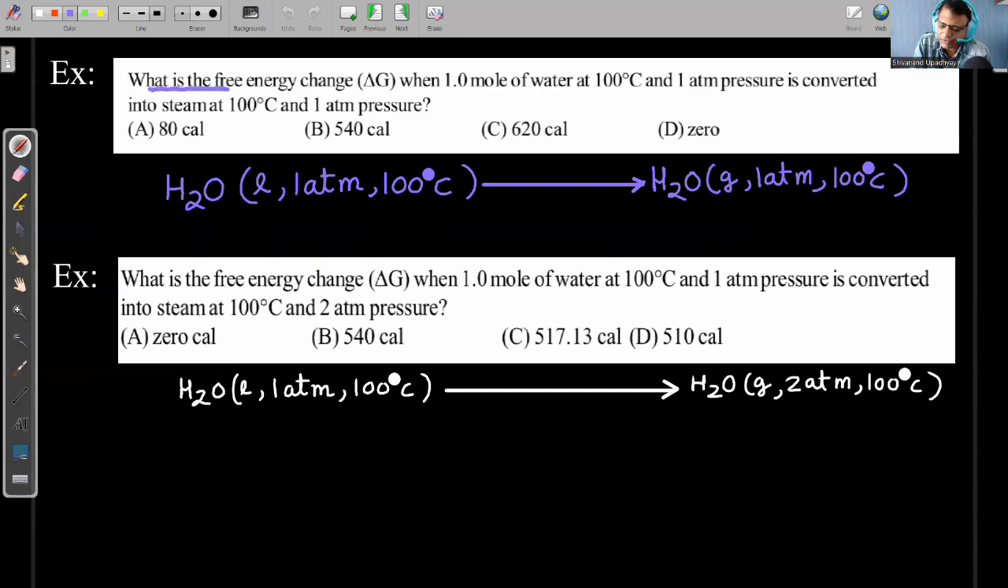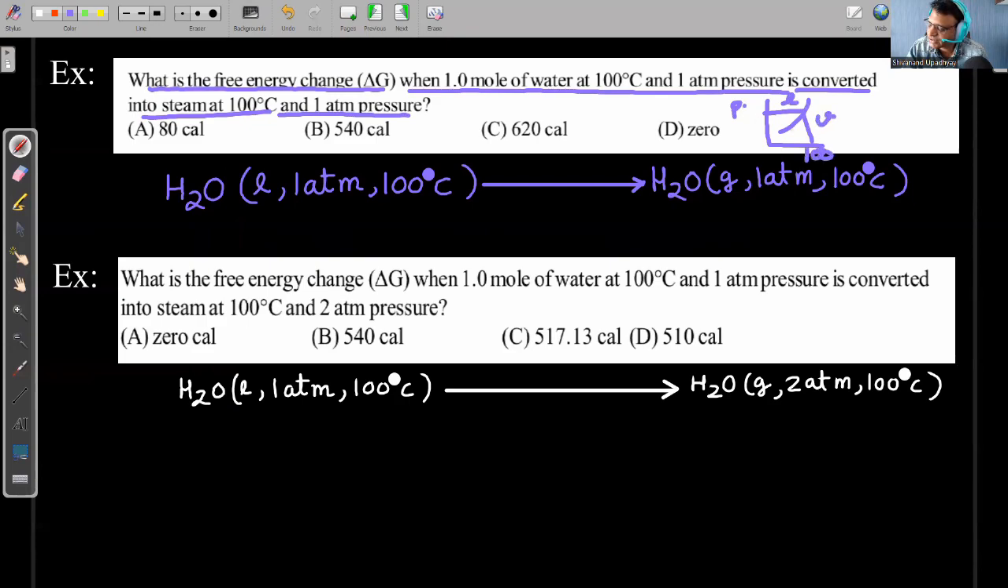What is the free energy change delta G when 1 mole of water at 100 degrees Celsius and 1 atm pressure is converted into steam at 100 degrees Celsius and 1 atm? So they are discussing the boiling of water, and boiling takes place at the boiling point, meaning there is an equilibrium between liquid and vapor state. When pressure is 1 atm and temperature is 100 degrees Celsius, there is an equilibrium between liquid and vapor state. If there is an equilibrium, delta G is equal to 0. So this is a very common simple question. Delta G will be 0.